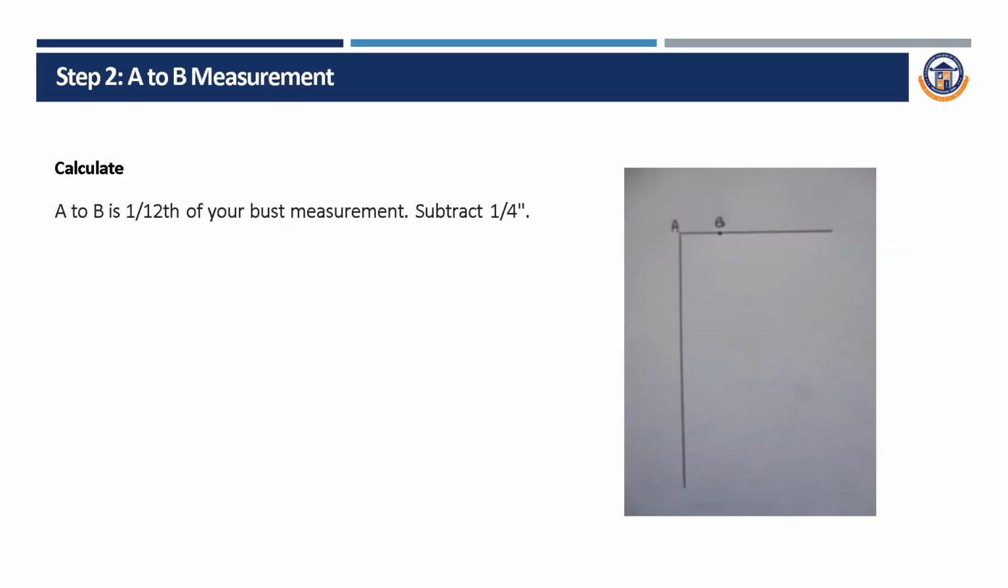Step 2. We are going to measure A to B, which is 1/12 of the bust measurement minus 1/4 inch. This helps to define the shoulder and neckline proportions, which is shown as A to B. This particular distance will help you decide the shoulder and neckline proportion of your front bodice.